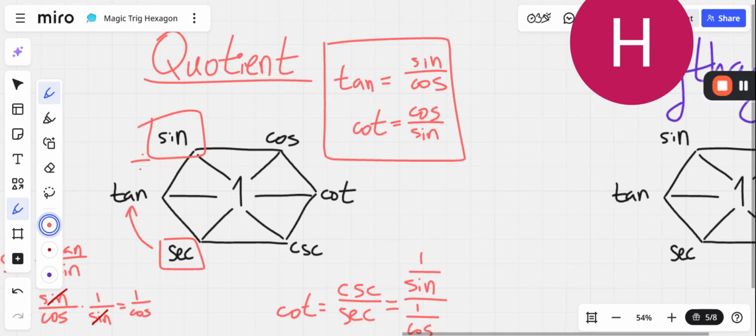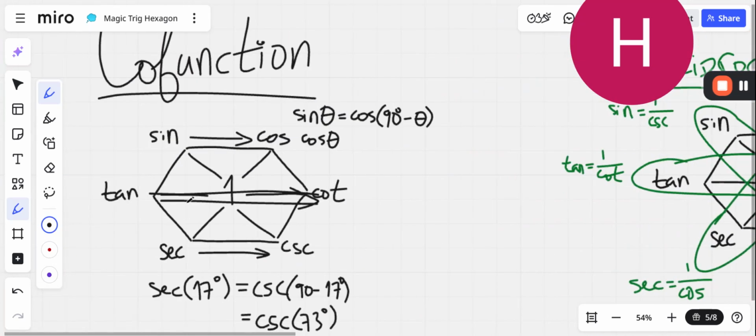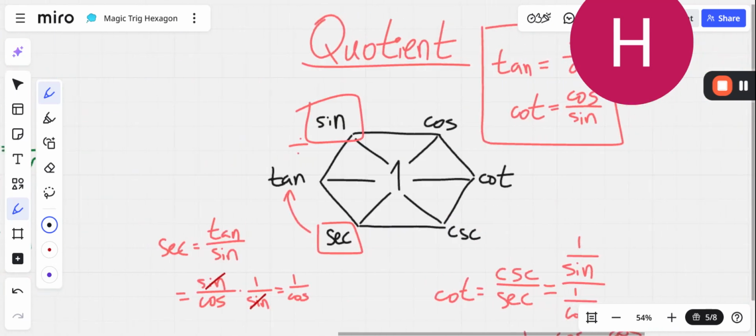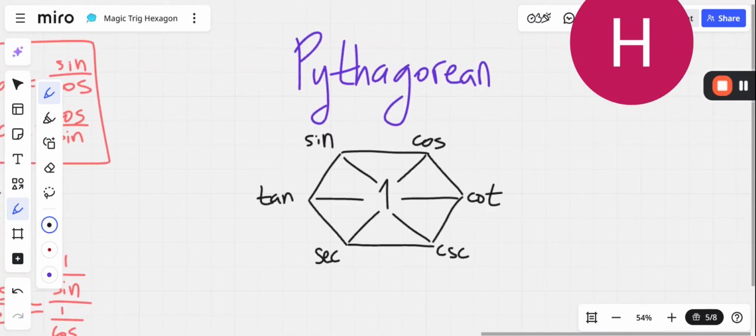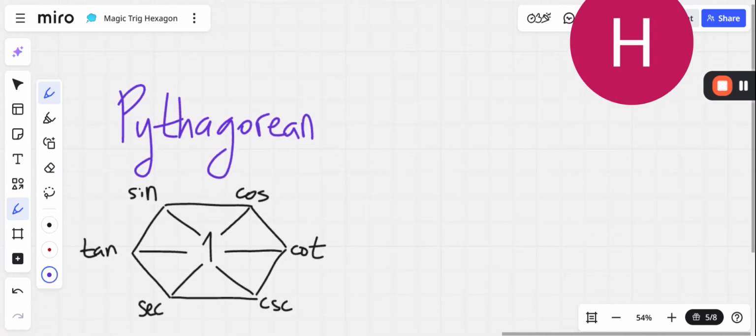But with the power of this hexagon, we get a little bit more out of it. Now, what's up with the 1? We used the 1 for reciprocals. Is that all the 1 was used for? Of course not. There are also the Pythagorean identities, the most famous of which you'll be taught in class for sure: sine squared plus cosine squared equals 1.